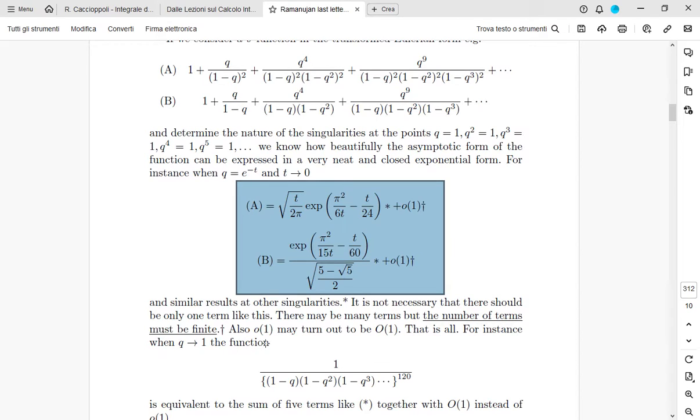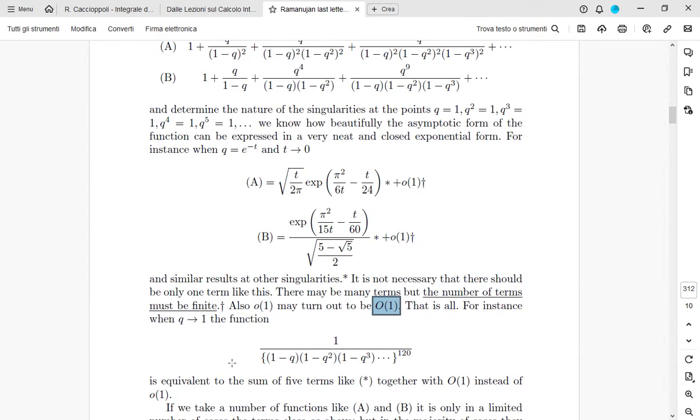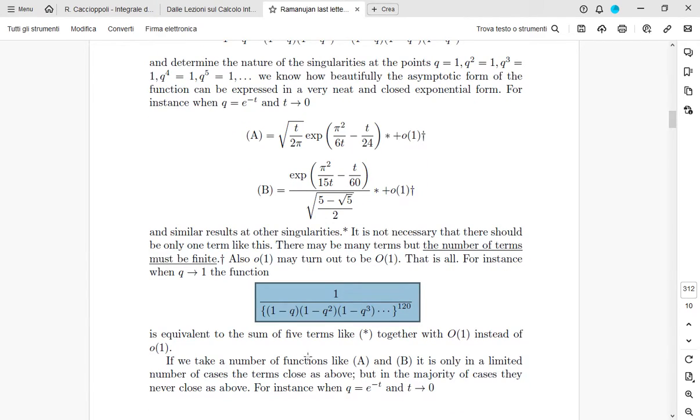Also, this term might turn out to be this other term. That is all. For instance, when q tends to 1, the following function is equivalent to the sum of 5 terms, together with the following term instead of this term.